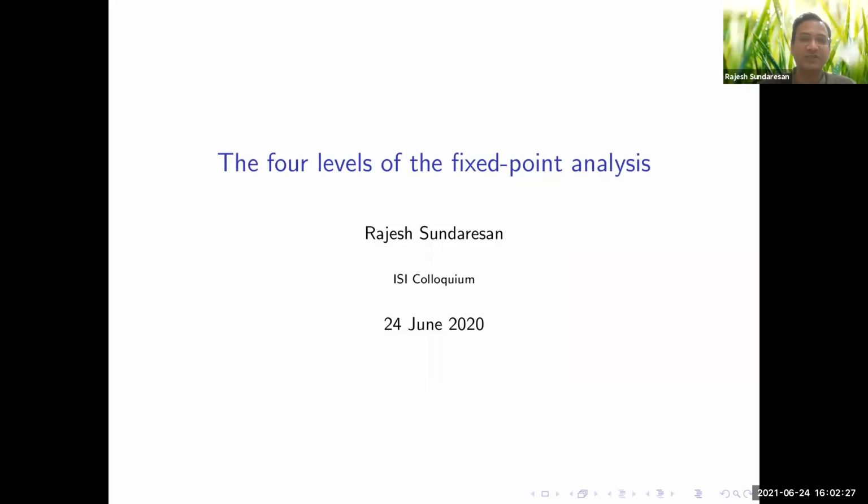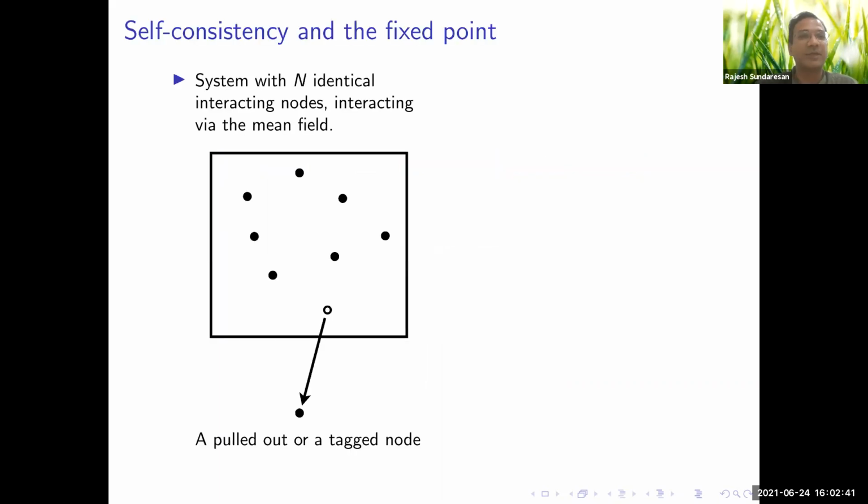Thank you for the invitation to give this colloquium and speak about 4 levels of something called the fixed point analysis. And the fixed point analysis is a tool that has been used in many communication networking problems in performance analysis of communication systems. So underlying the fixed point analysis is this notion of self-consistency, and I would like to describe that.